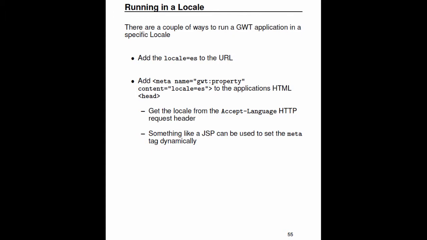Now, when you're actually running in a locale, GWT will figure out the locale in a couple of ways. First of all, you can set it explicitly via a URL parameter, say locale equals es, in the URL. You can also have the HTML host page specify a meta tag, GWT property, with content locale equals es in there. That's useful if you were generating the host page dynamically with a JSP or something like that. You can then set that property via the accept language header from the HTTP request. That's the browser saying, here's the locale that I care about, and then you set the meta tag dynamically with a JSP.